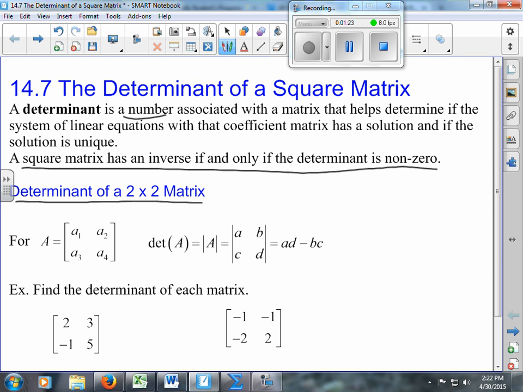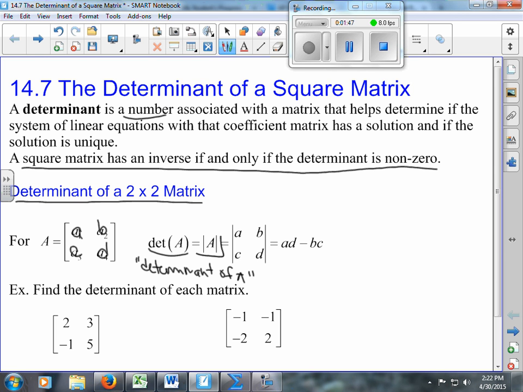So here I have a matrix A, and I think I need to name the elements A, B, C, D. So they're A, B, C, D. Then the determinant of A, okay, this is one way you can write determinant of A. You can write determinant parentheses A, so that reads determinant of A.